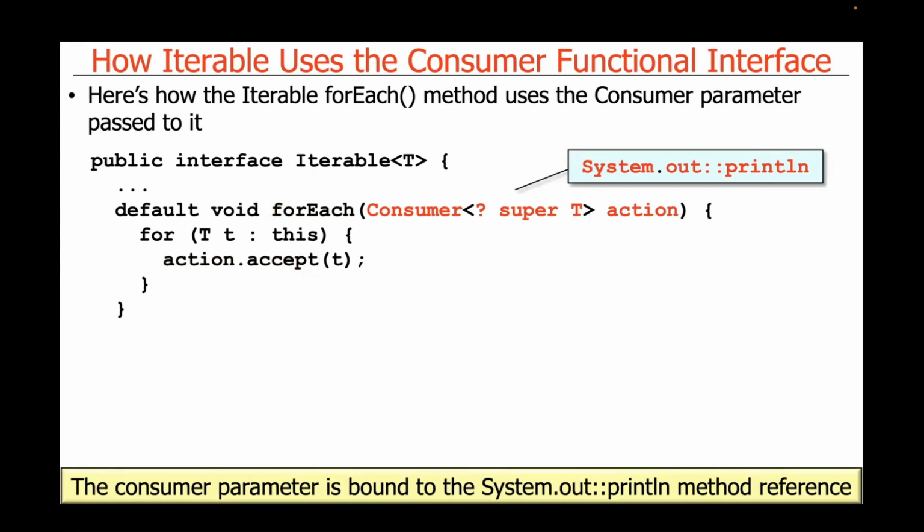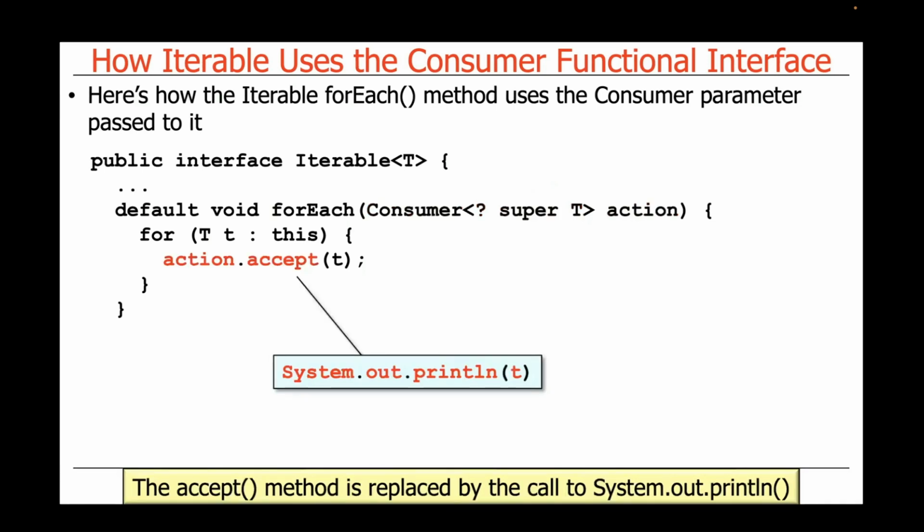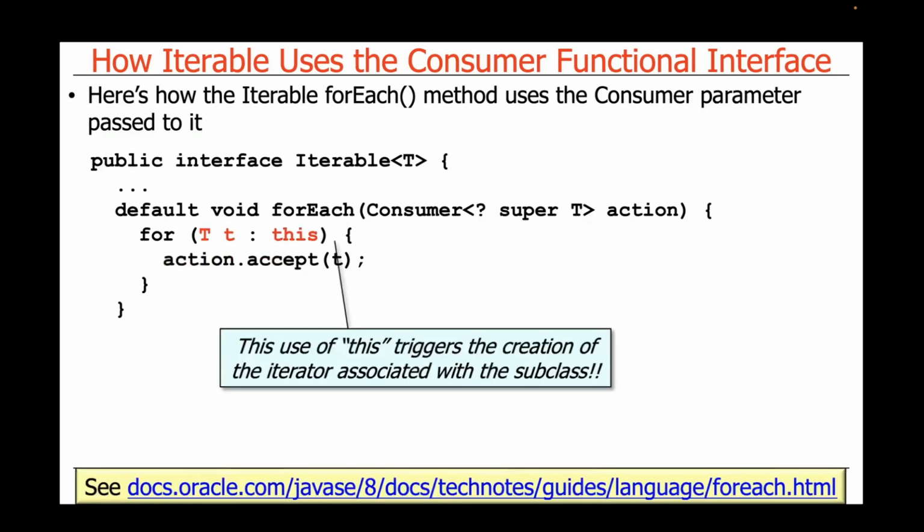So in this particular case, the consumer parameter is going to be bound to the System.out::println method reference. So you can see the consumer turns out to be System.out::println, which is the way that we define what println does, because println is going to take a parameter but not have a return. It's a void return. As you can see here, the action.accept call is effectively replaced by a call to System.out.println passing the parameter t. So that's how it effectively gets expanded when the method call is invoked.